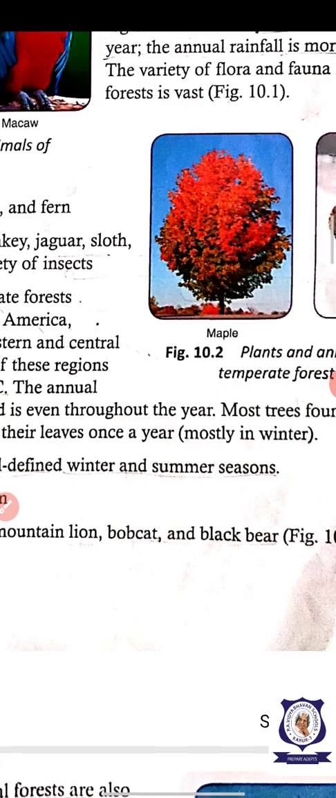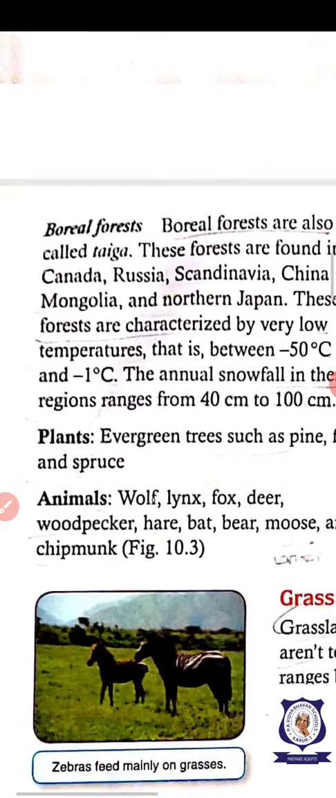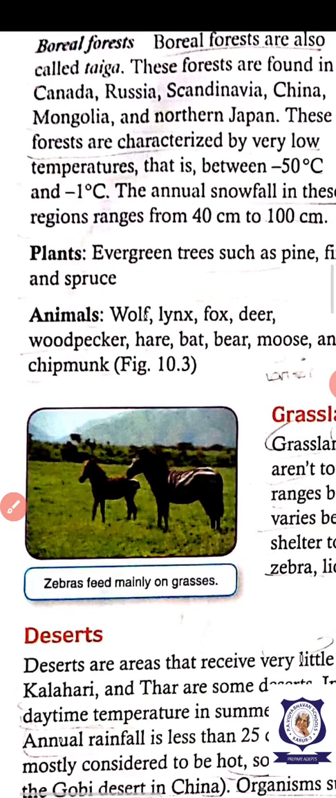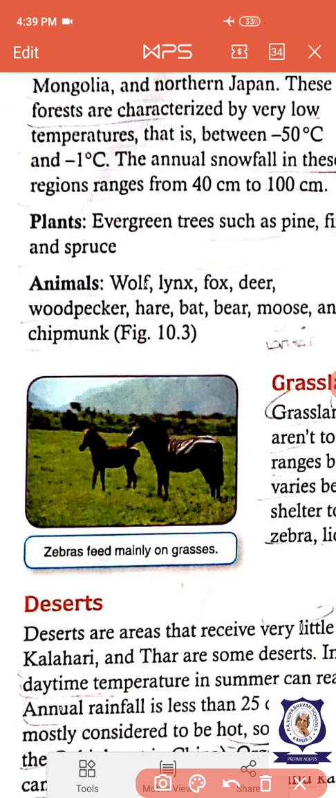Okay, next we go to another forest, that is boreal forest. Boreal forest is also called taiga. Taiga is the evergreen forest, where the evergreen trees will be there, and the temperature is very much falling down. That is minus 50 degrees centigrade to minus 1 degree centigrade.